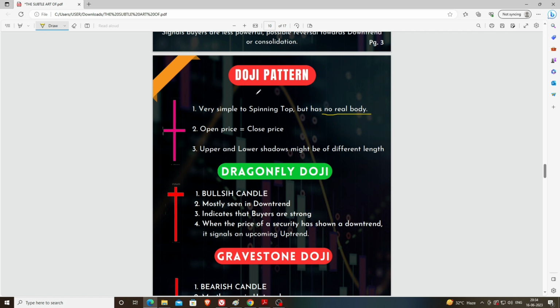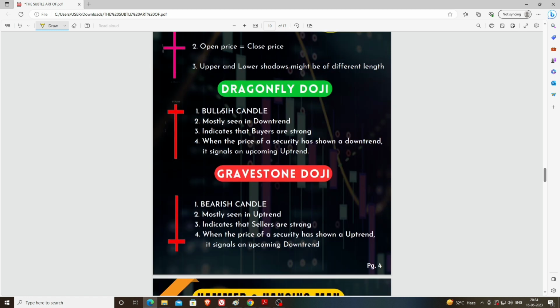So doji pattern is also divided into two types. Number one is dragonfly doji. It's a bullish candlestick pattern, mostly seen in downtrend, and indicates that buyers are strong. When the price of a security has shown a downtrend, it signals an upcoming uptrend. So this dragonfly doji is generally formed in the downtrend, and it signifies that the market can go up for the next period of time.